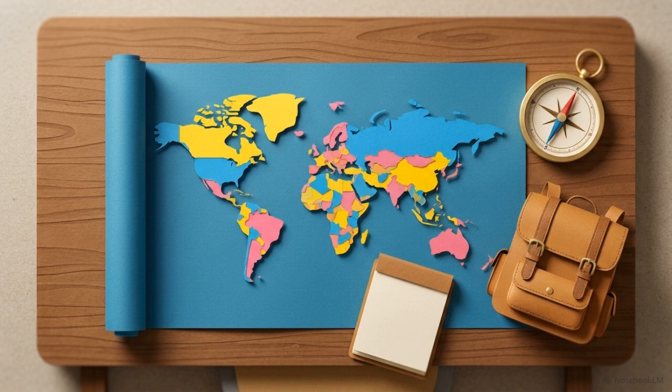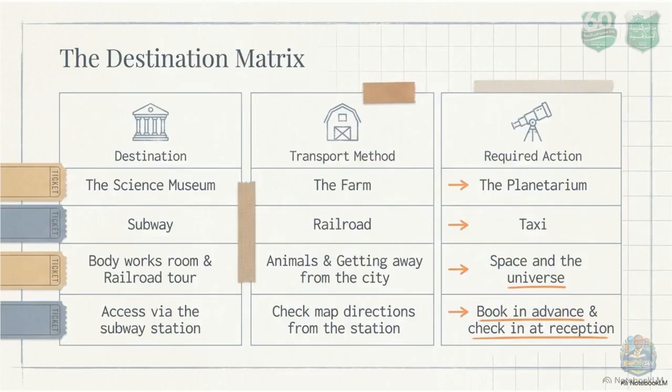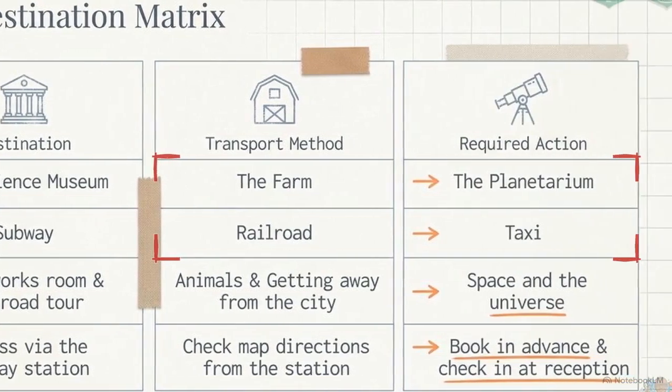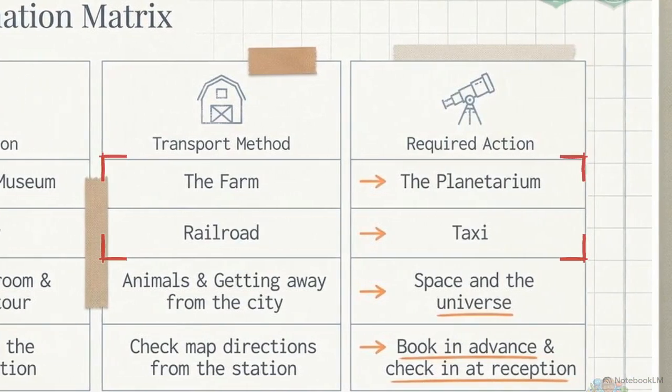Every great adventure starts with a plan. Today, we are going to use English to organize, navigate, and track the details of a field trip. This table lays out our three choices: the science museum, the farm, or the planetarium. Notice how each location pairs with a specific transport method. The museum requires a subway, the farm connects to a railroad, and the planetarium is reached by taxi.